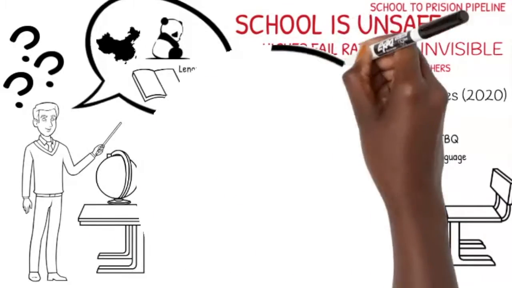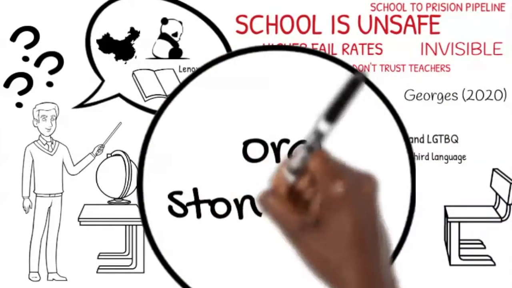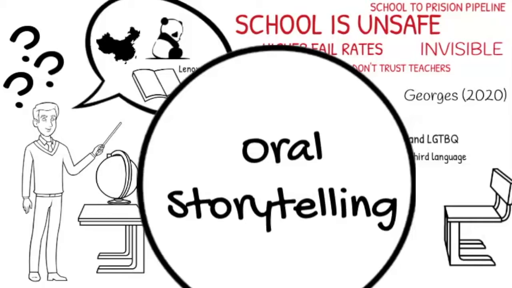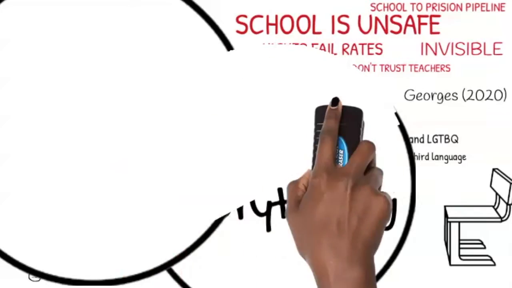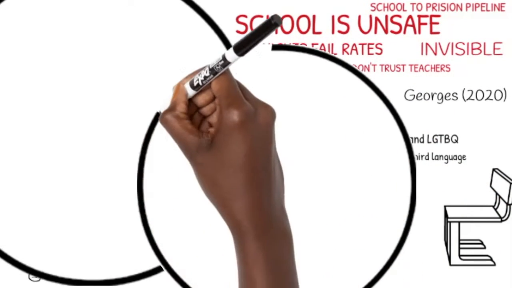And so some classes are implementing oral storytelling into the classroom. Oral storytelling empowers the students to tell their own stories, to bring their own voices and their own experiences into the classroom, rather than the teacher trying to be solely responsible for representing the experiences of others.